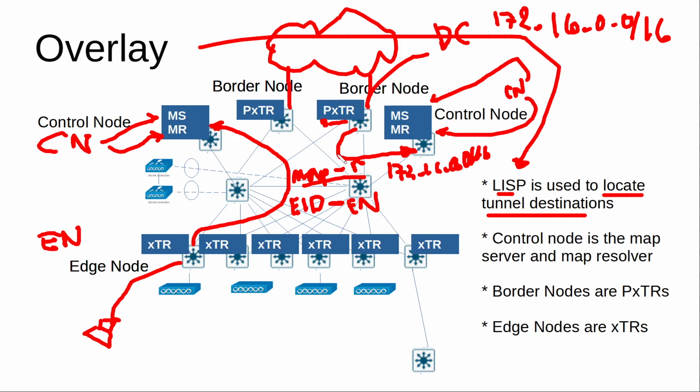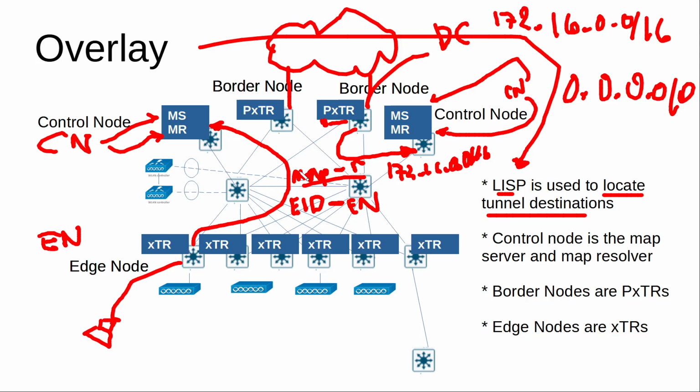There are some prefixes that the border nodes will not register. For instance, internet prefixes will not get registered to the map server, which is the control node. For instance, the default route is not usually registered.